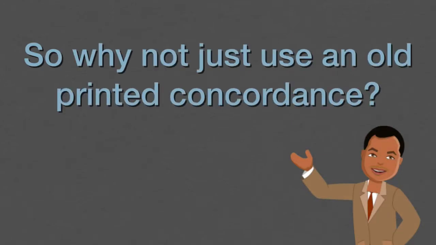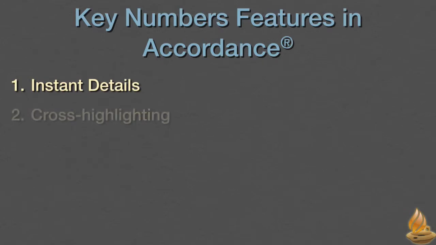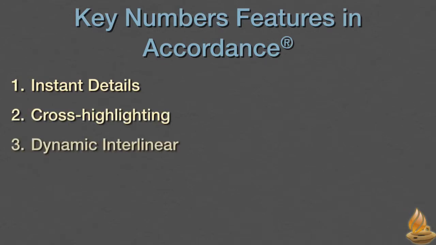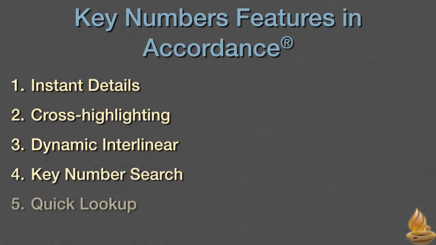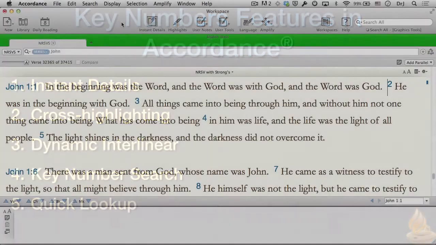Well, Accordance is not only faster and easier, but it makes key numbers even more powerful. How? Well, I'm glad you asked. Key numbers are at the heart of five different Accordance features, allowing it to bridge different languages and language resources. These features are instant details, cross-highlighting, the dynamic interlinear, key number search, and quick lookup. Let's take a look at each of these in turn.